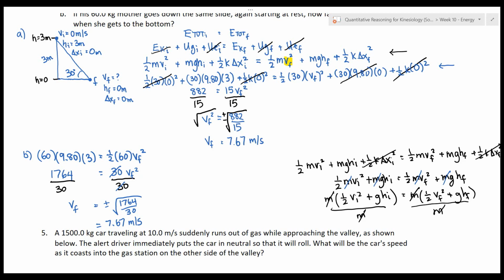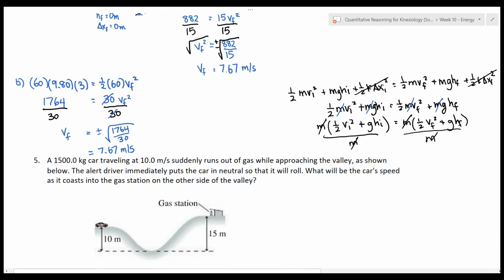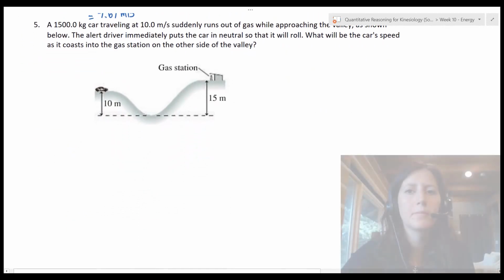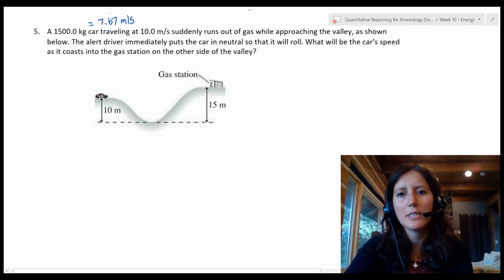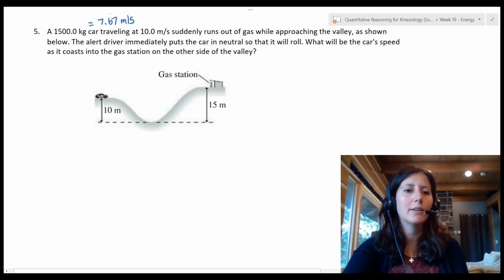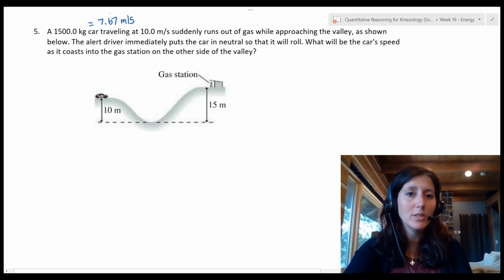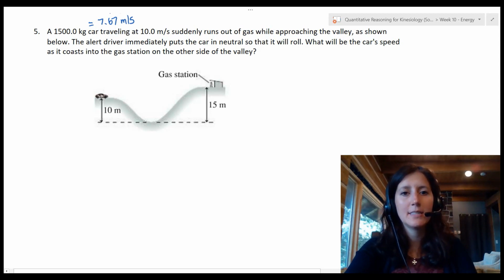All right, so let's move on to question 5. A 1,500 kilogram car traveling at 10 meters per second suddenly runs out of gas while approaching the valley as shown below. The alert driver immediately puts the car in neutral so that it will roll. What's the car's speed going to be as it coasts into the gas station on the other side of the valley?